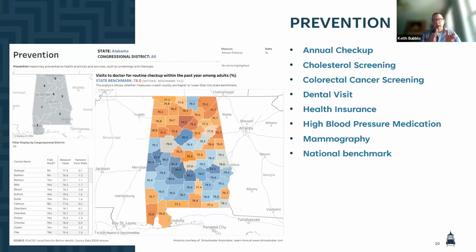And what this does is compare the county to the state benchmark. So in this case, we're looking at visits to doctors for a routine checkup. What's the percentage of adults within each of those counties that have done that? The state benchmark is 78. The national benchmark is 74.2. This is comparing to the state benchmark, so you get more of a localized look at it. And you can see where the orange areas are below the state benchmark and the blue areas are above the state benchmark. And that'll change as we look into the live demo in just a minute here.